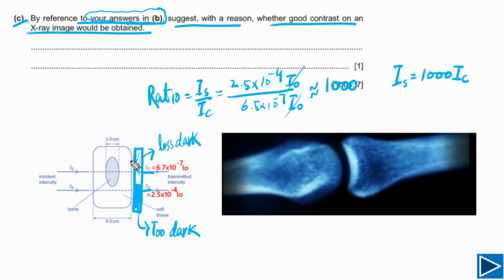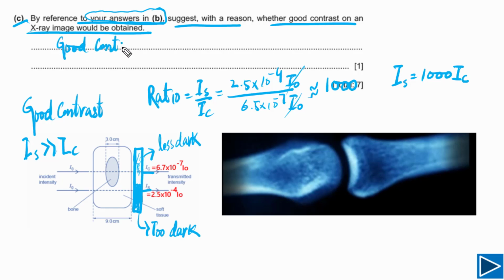So that's the reason there will be very good contrast. In this case we can say there will be very good contrast. Why? Because IS is much greater than IC, and that's our answer. We can write down here there will be good contrast, and then we need to explain why. The reason is that IS is much greater than IC.